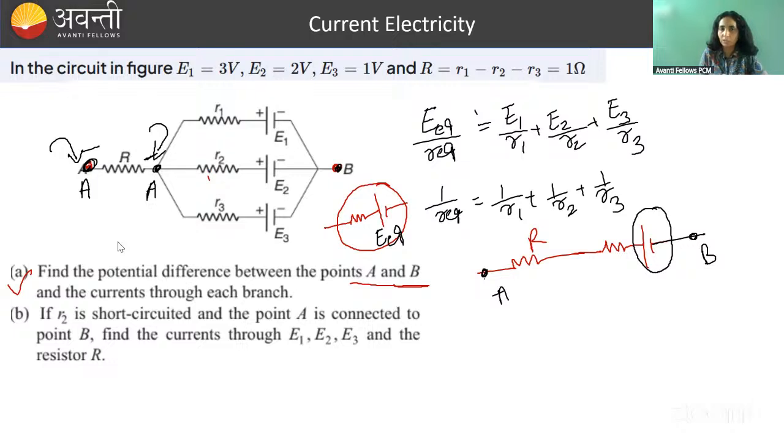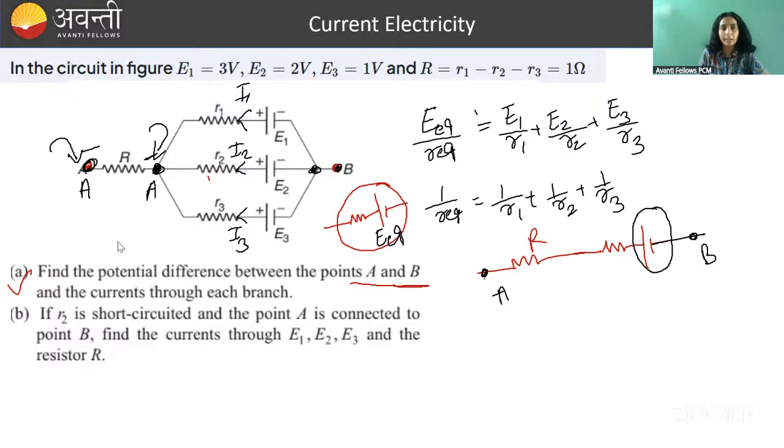So if this point is called A in the circuit, then this point can also be called A in the circuit. ठीक है? मैं ये कहना चाह रही हूँ कि between this point and this point, the potential difference is how much? 2 volt. ठीक है? Now let's say the current in this branch is I1, in this branch is I2, and in this branch is I3. Now you can easily calculate the value of I1 because you already know the potential difference, that is 2 volt.